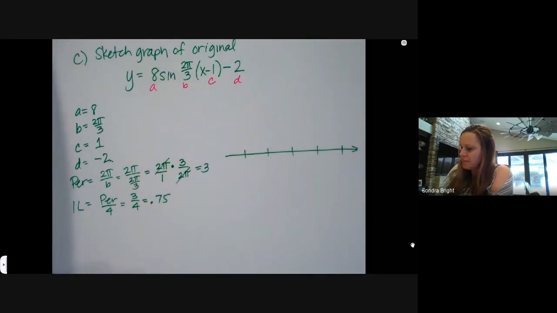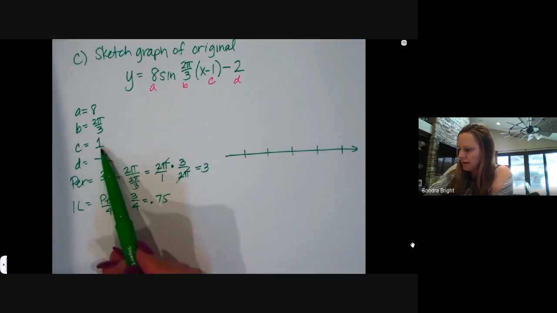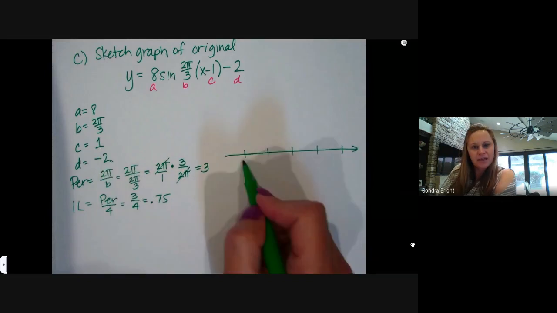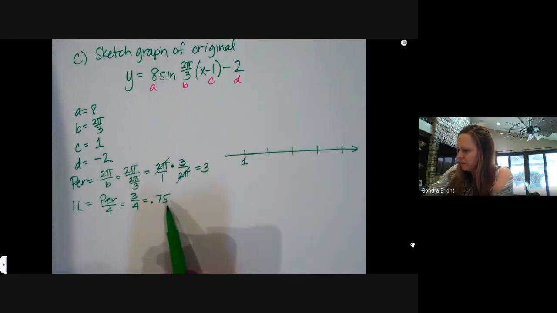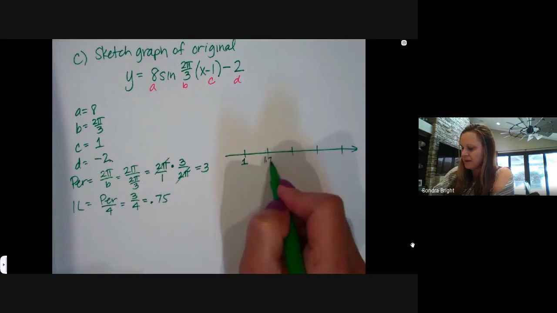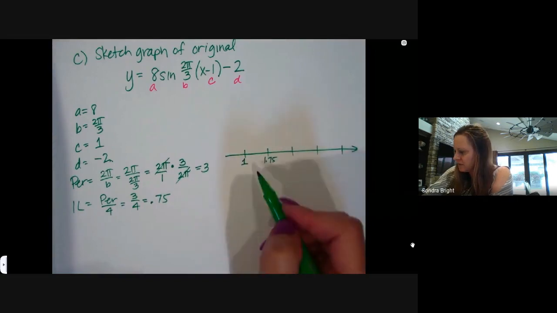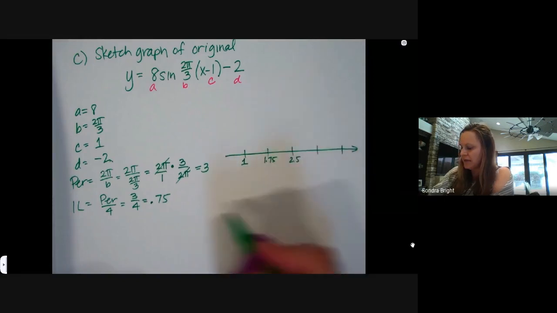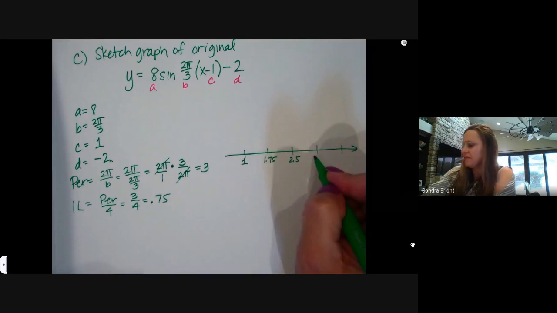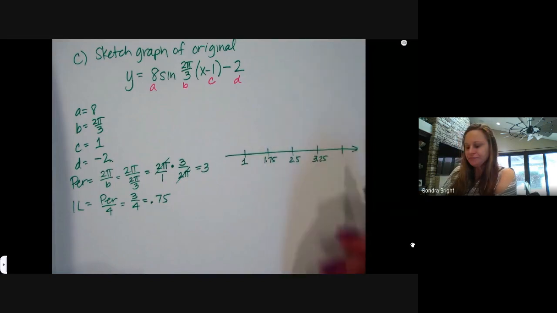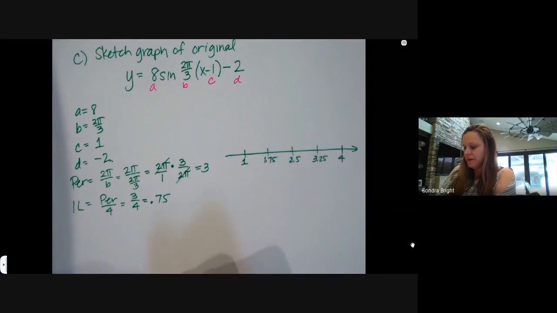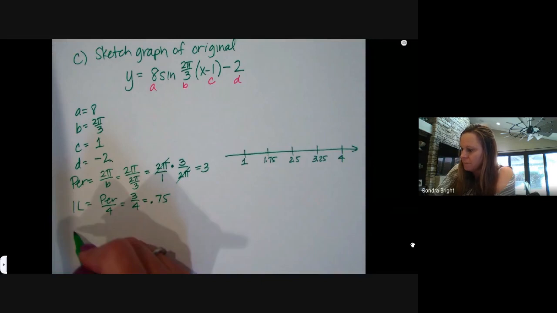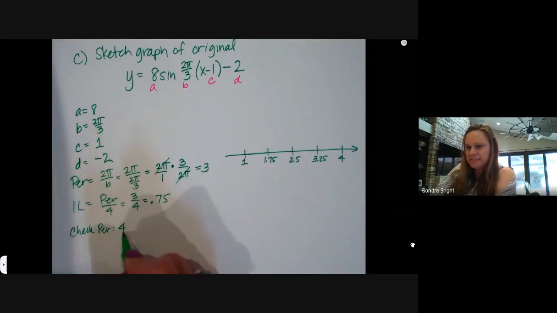Remember that C is your very first tick mark, so it's a 1 here, and then you'll add the increment length, 0.75. So that would be 1.75, and adding 0.75 to that would give you 2.5. Adding 0.75 to that would give you 3.25, and adding 0.75 to that would give you 4. Check your period: 4 minus 1, right minus left, gives you 3.